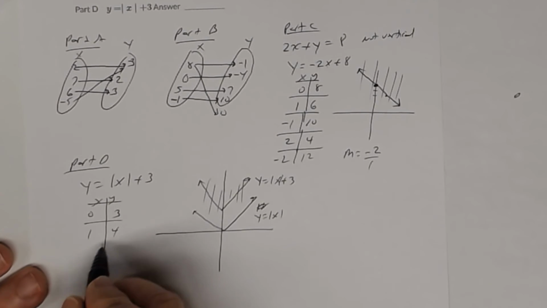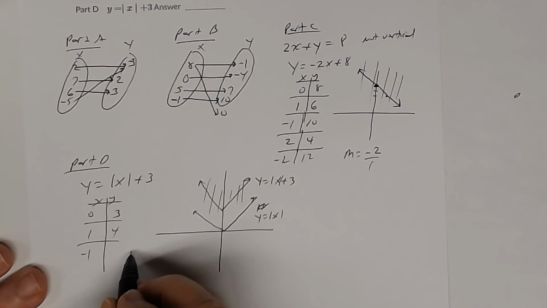1 plus 3 is 4. When x is -1, and be careful, you get the absolute value of -1, right? Plus 3, and the absolute value of -1 is a positive 1. 1 plus 3 is 4.